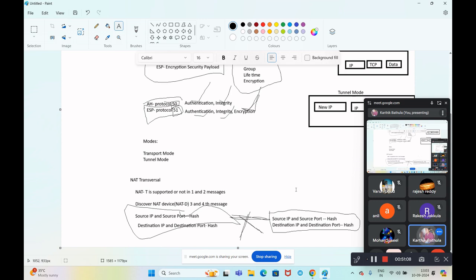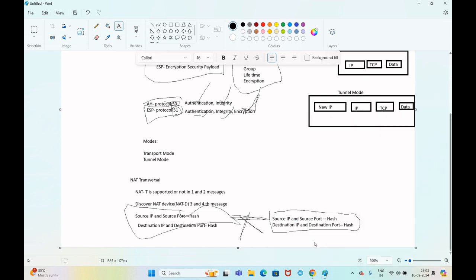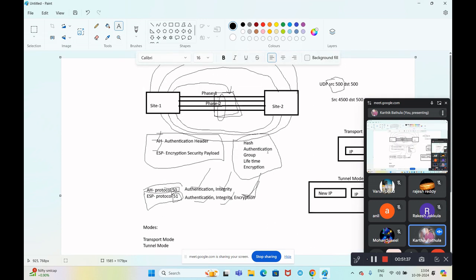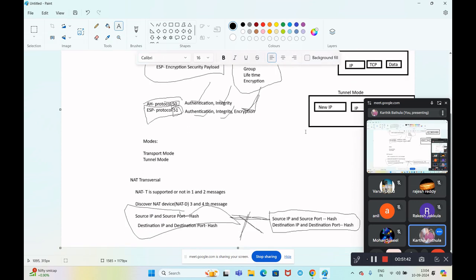This is IPsec tunnel phase 1 and phase 2, and NAT traversal in IPsec. If you have any doubt, you can ask, or you can go through that. I will share the links for IPsec and NAT traversal in the group. You can go through that, and if you have any doubts, you can ask me, or you can post in the chat, so that I will see and get back to you.